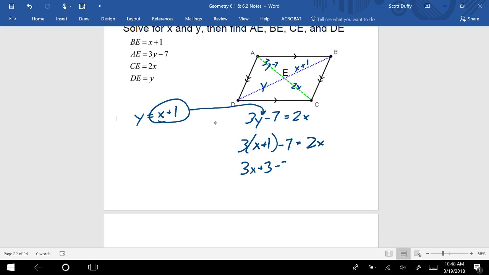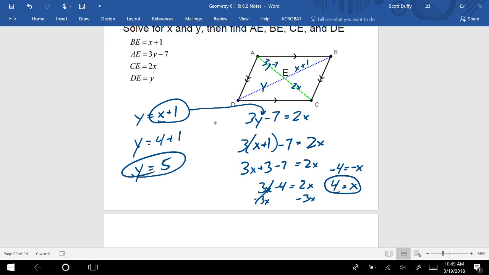3x plus 3 minus 7 equals 2x. 3x minus 4 equals 2x. Let's subtract 3x from both sides. And I'll get negative 4 equals negative x. x equals 4. Now if x equals 4, I can plug it in over here. y equals whatever x is plus 1. That would be 4 plus 1. y equals 5.